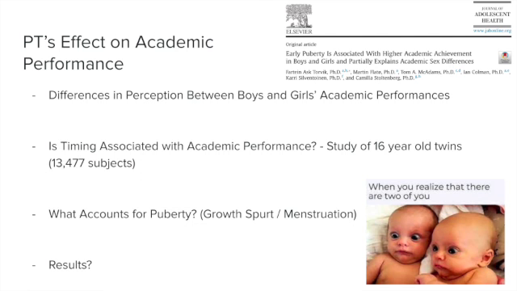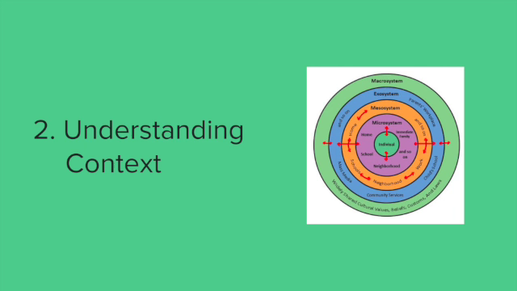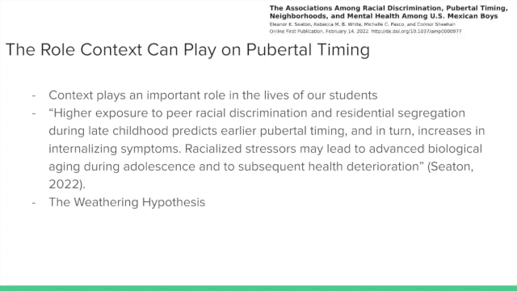The role context can play on pubertal timing. In the article, The Associations Among Racial Discrimination, Pubertal Timing, Neighborhoods, and Mental Health Among U.S. Mexican Boys, Seaton et al. discuss the role that context can play in the lives of U.S. Mexican boys, highlighting racial discrimination, pubertal timing, and the role and effect of segregated neighborhoods.